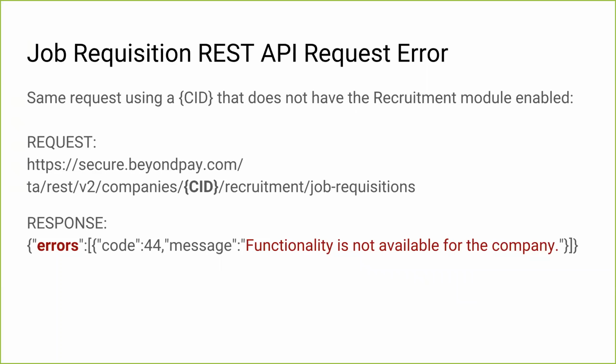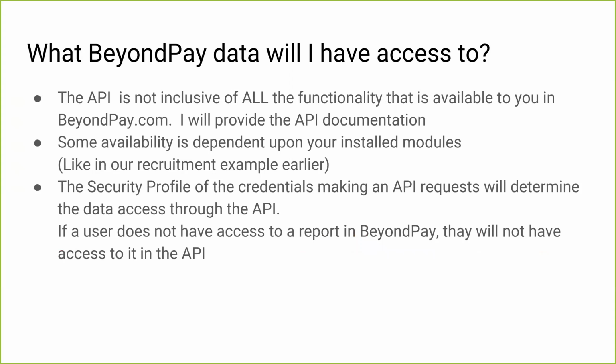Which then brings us back to, well, using this REST API, what data can I see? There are 3 things to keep in mind when you're thinking about the data that you want to retrieve using the API. The first thing is not everything is going to be available. Not all the functionality that you're able to use in BeyondPay has been exposed and available to you in the form of using the API. Next, some availability is going to be dependent upon what your installed modules are, just like the example that we just had with returning the job recruitment data.